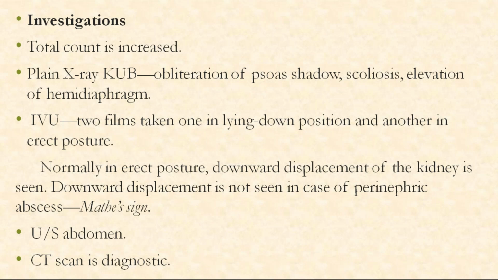Understand? Mathe's sign, M-A-T-H-E. Mathe's sign means that when the perinephric abscess is there, there should not be any downward displacement seen in the intravenous urography. That is called Mathe's sign. The other investigation is the ultrasound of the abdomen. You can see which part of the kidney is affected, upper pole or lower pole. You can easily identify. Next, ultimately CT scan.